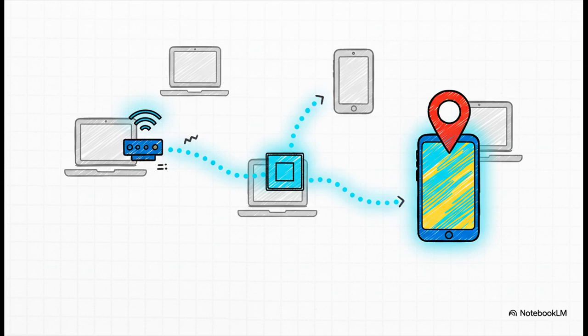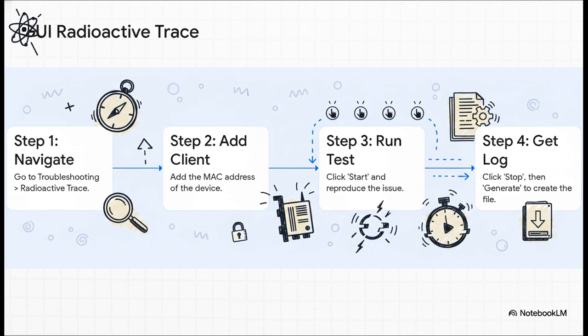It's perfect for those really tricky issues like roaming failures or sticky clients, where you need to see the nitty-gritty details between the client, the AP, and the controller as they happen. And the GUI makes this incredibly simple. I mean, look, it's just 4 steps.